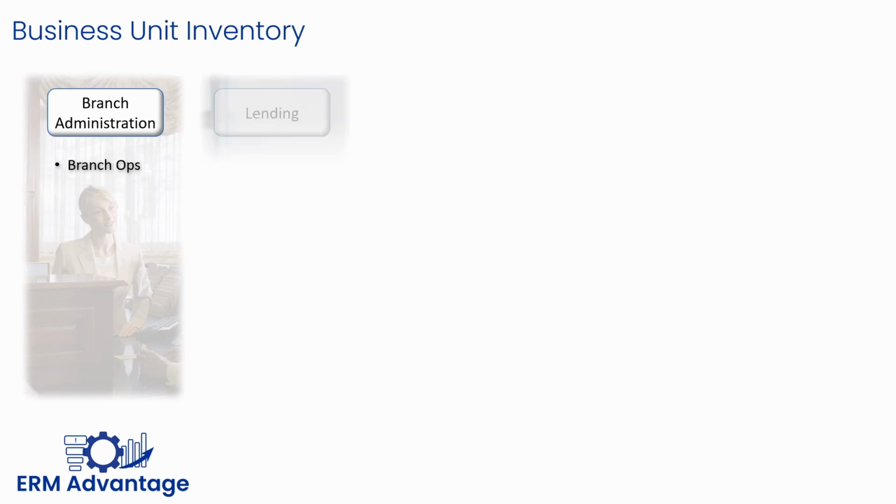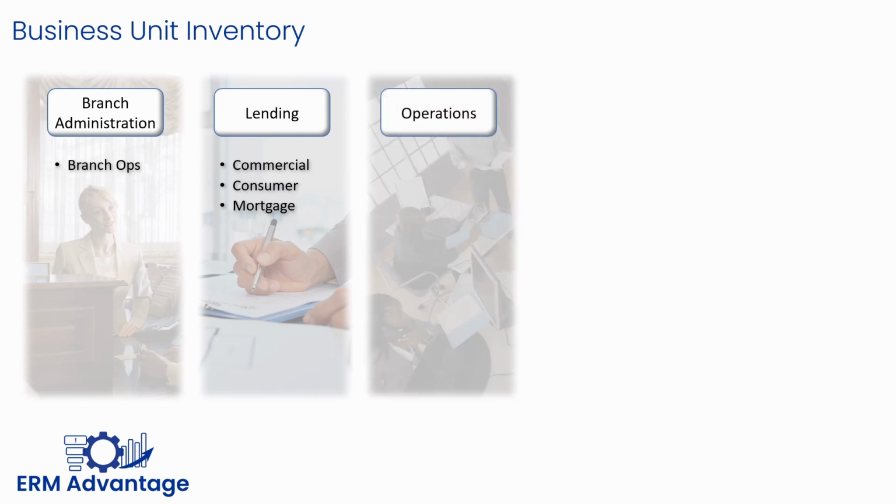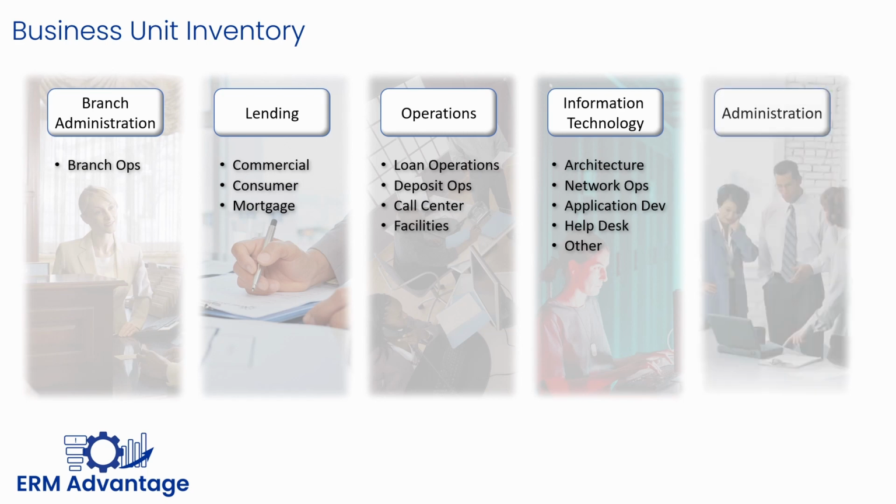Then we would have lending areas, might be a commercial area, a consumer area, maybe a mortgage area, and then the related supporting areas: the loan operations area, deposit ops, maybe a call center, maybe a facilities team. And then technology typically would break down between an architecture group, a network operations area, maybe an application development area, a help desk, and maybe some other area. And then finally, administration, which is going to be your finance area, treasury, human resources, marketing, etc.